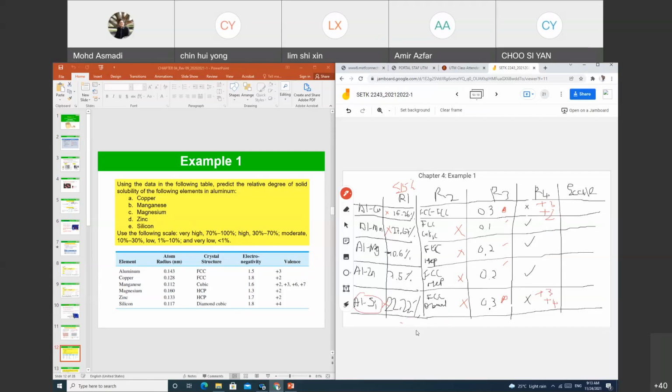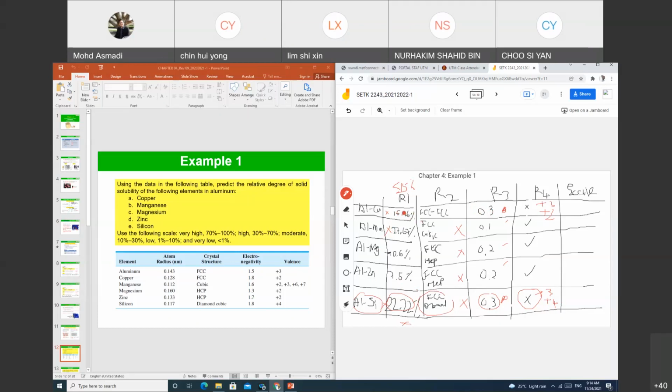Okay, this one, not favorable. Even is very high, right? Look at here. Okay, can you make the scale? This one is very high, right? Doktor, for Al-Cu, I got 11.72. Which one is this? Al-Cu's R1? R1, aluminium, copper.